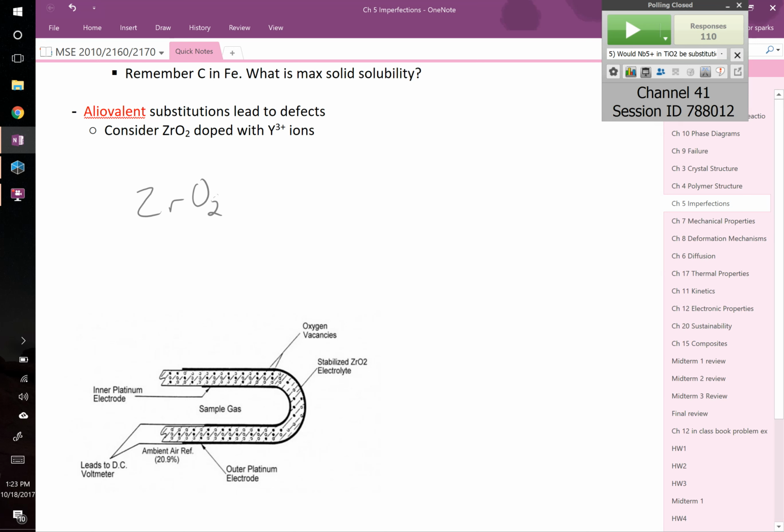Okay, let's talk about something called aliovalent substitution. Aliovalent substitution, this is when you take an ion and you substitute something in that doesn't have the same charge. Say zirconium. Zirconia, ZrO2, zirconium is 4+. You've got this +4 zirconium. What if instead of a 4+ ion, you use an yttrium 3+ ion and you put it there? What's going to happen? Maybe turn to your neighbor and describe what's going to happen if you do that.